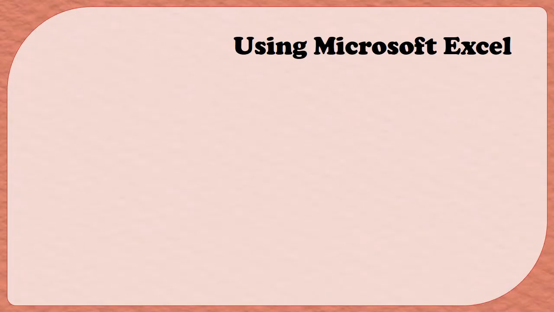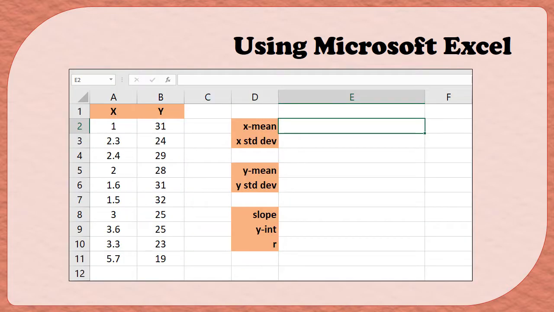Okay, so the very first thing you're going to want to do, whether you're using Microsoft Excel or another spreadsheet program, or if you're using a statistical calculator, is to enter your data in. So what I've chosen to do here is I've entered my X values into column A, and all of my Y values are in column B. Then I've also given myself some space to find the means and standard deviations and some other values.